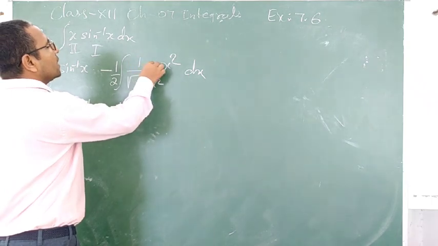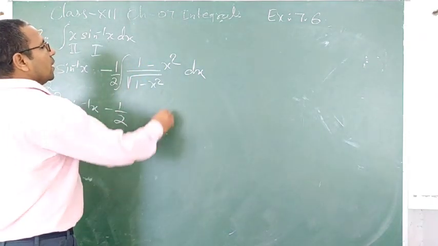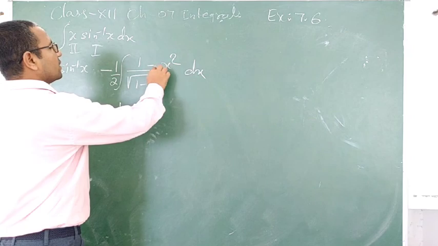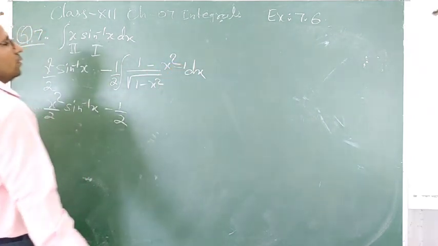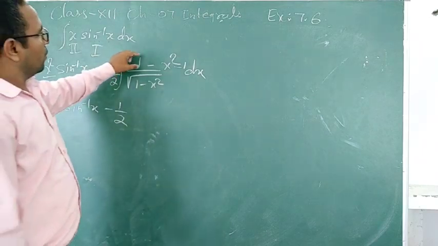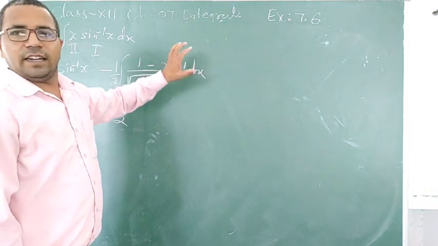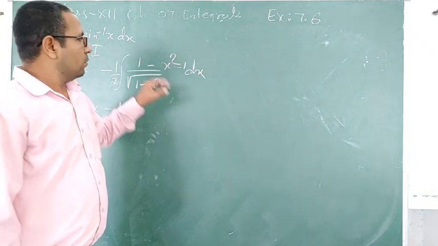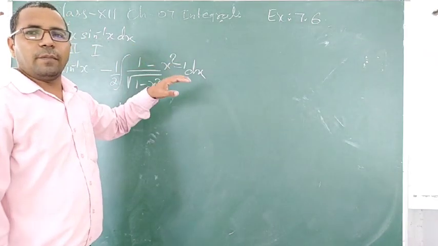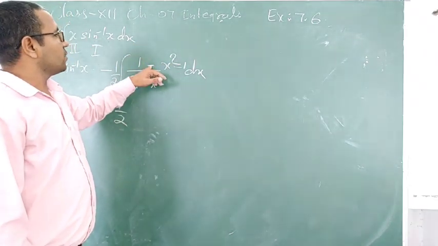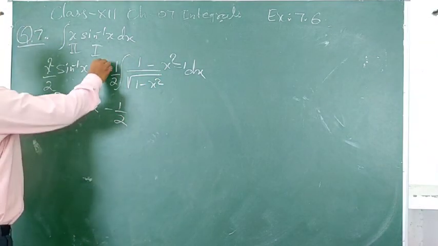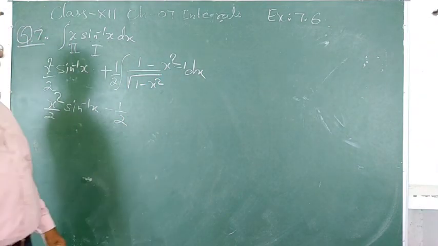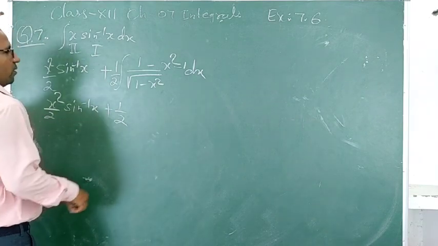1 minus x square, we can use it here, and minus x square, so minus 1 also. So let's see here, 1 and minus 1 can be cancelled. So minus x square I have written here, so this negative sign will make it positive, so that our question may not be changed here. So 1 by 2 we have got in positive.